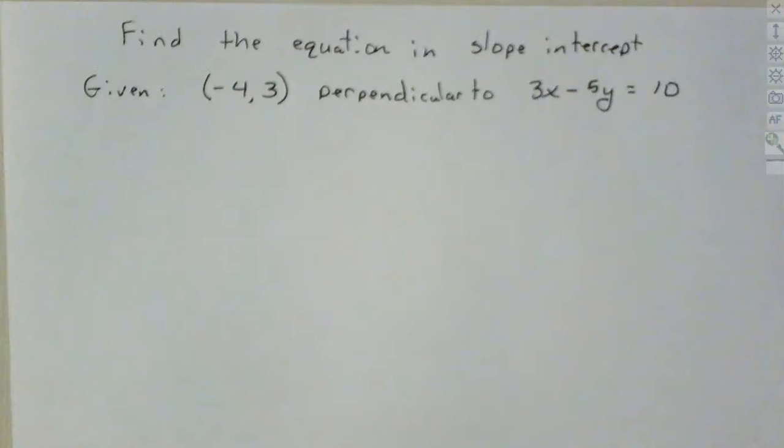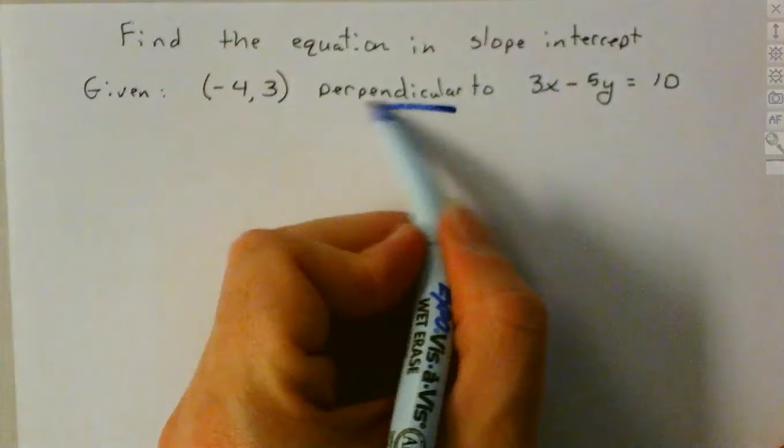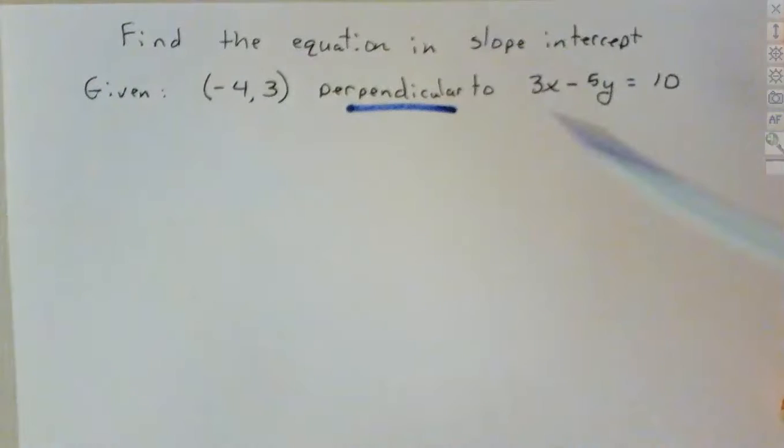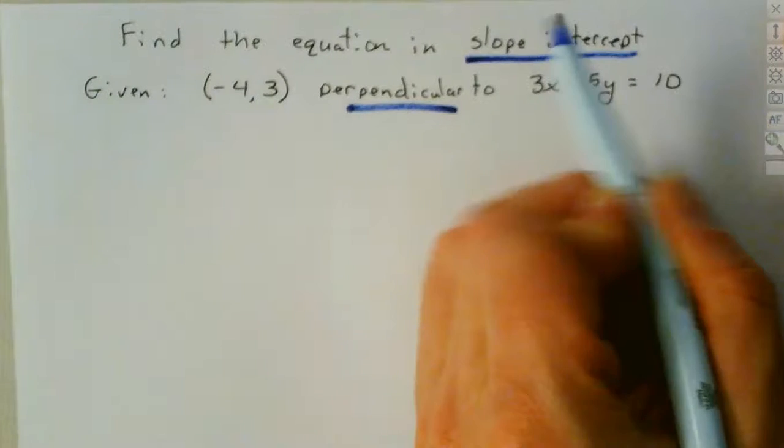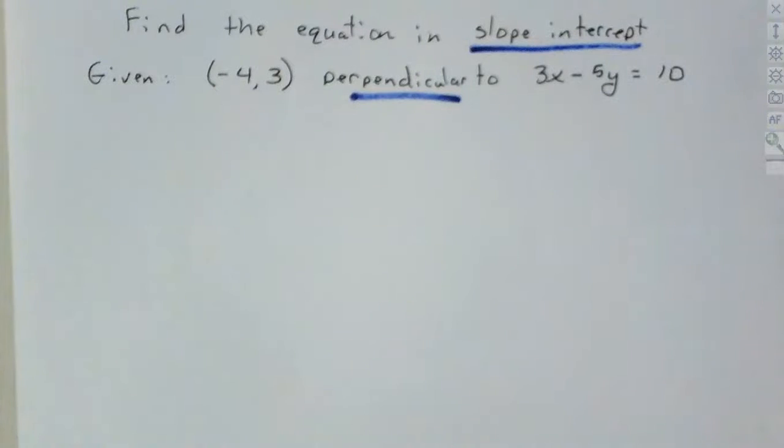So when I read this, key things I want to see is it's perpendicular, right? That's an important fact. And we also want our answer in slope-intercept. Now, what are we given? We are given a point and we are given a line equation.